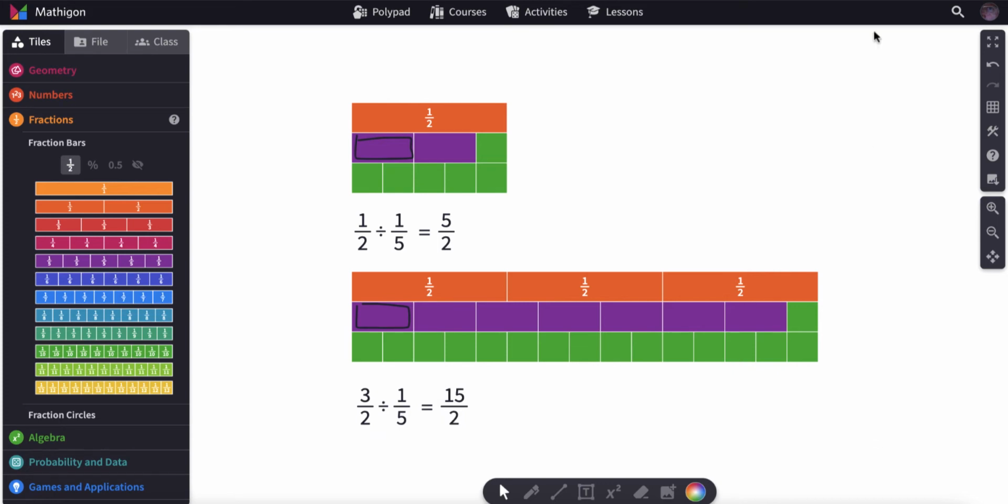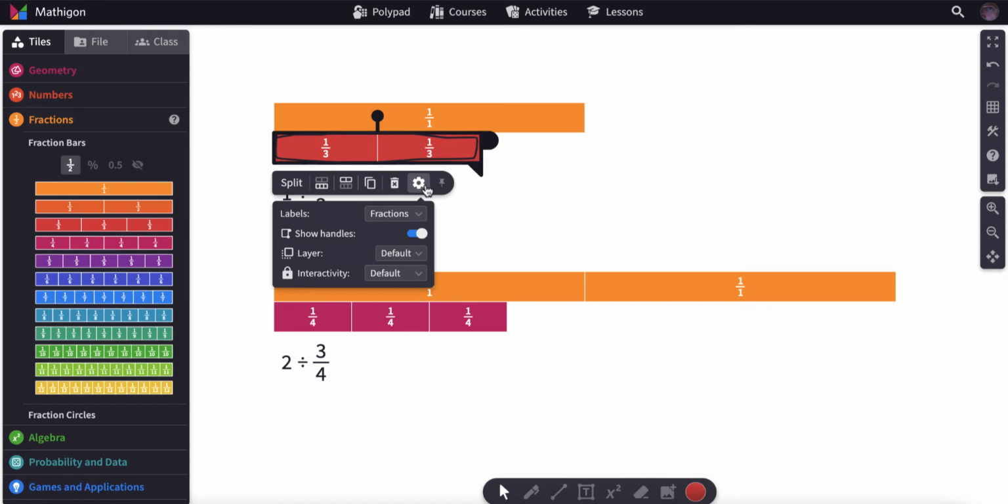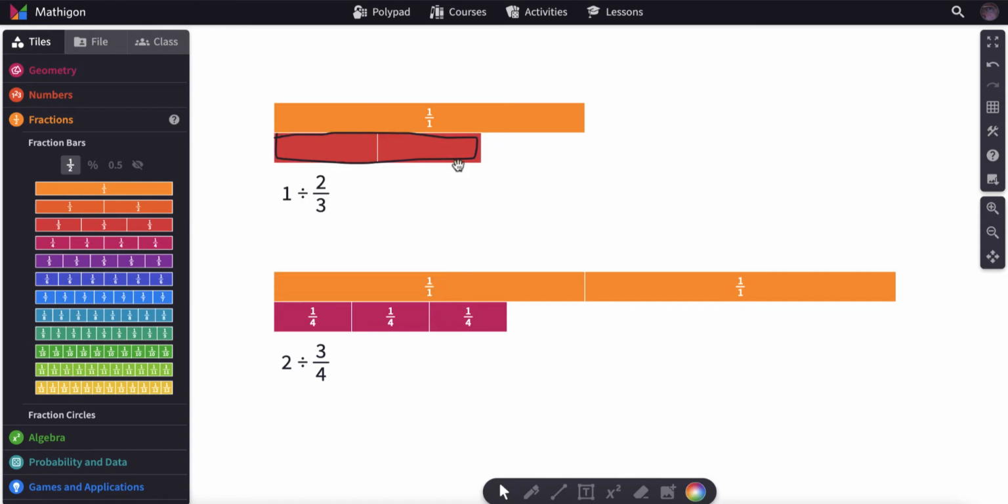So let's look at another set of examples. In this case, we're going to take a whole number, and instead of dividing by a unit fraction, we're going to divide by some non-unit fraction. In this first question, we're asking 1 divided by 2/3. How many of these pieces the size of 2/3 will fit into this whole piece here? And as before, we're going to take the designation off here, just so that we can see we want pieces of this size.